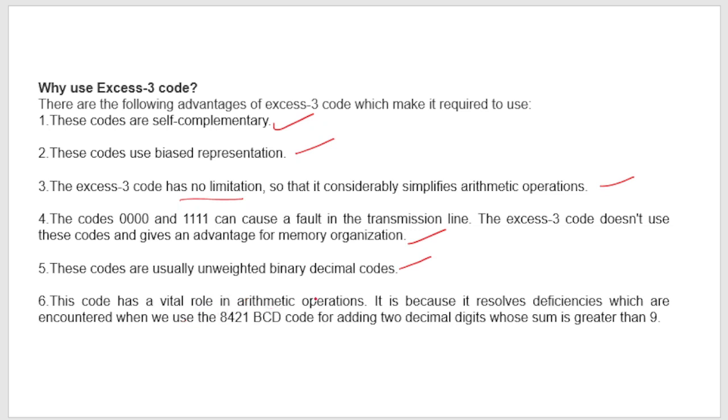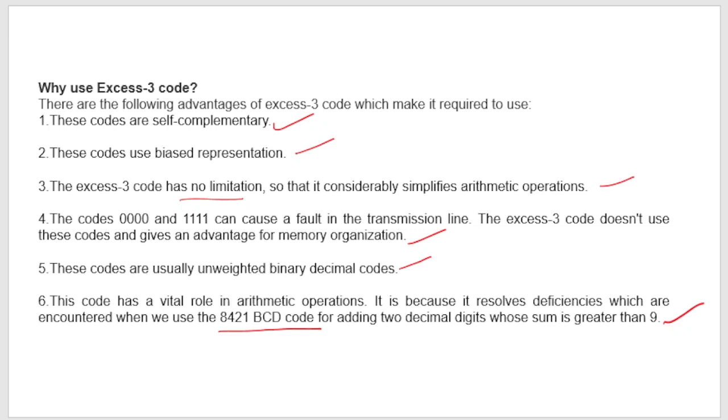The code has a vital role in arithmetic operations because it resolves deficiencies which are encountered when we use 8421 BCD code for adding two decimals whose sum is greater than 9. Okay guys, these are the advantages. Okay, hope you have understood.